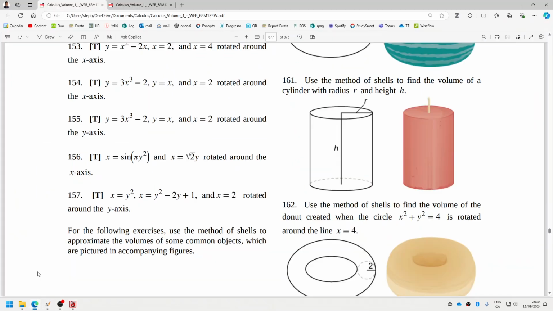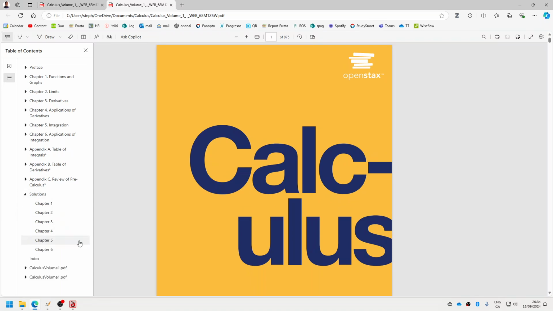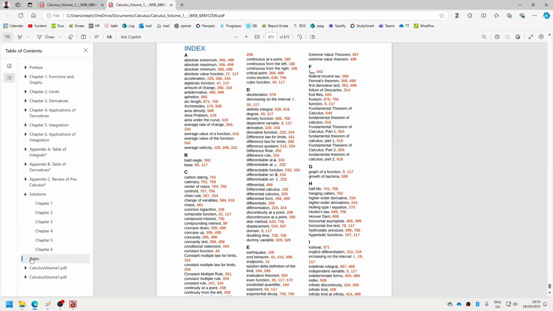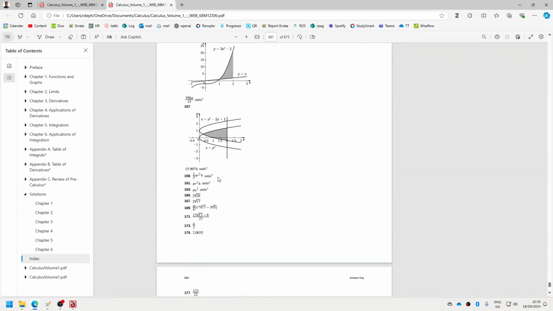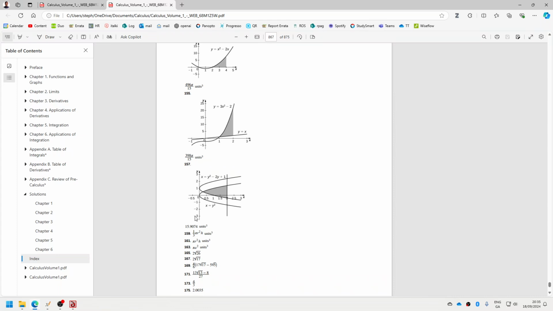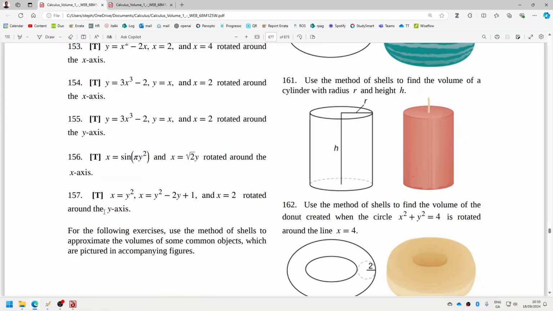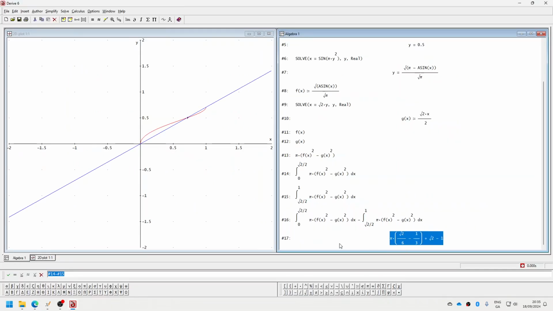Now, this is 156, so we don't have an answer for 156, one of the odd ones, unfortunately. 157, but not 156. So, I hope that's right.